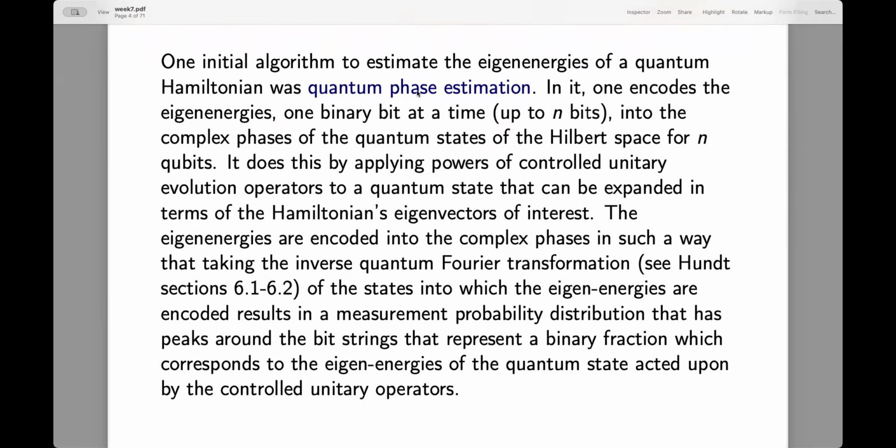An algorithm which we will discuss a little bit later, because we need to introduce quantum Fourier transforms in order to understand it, was the phase estimation algorithm.